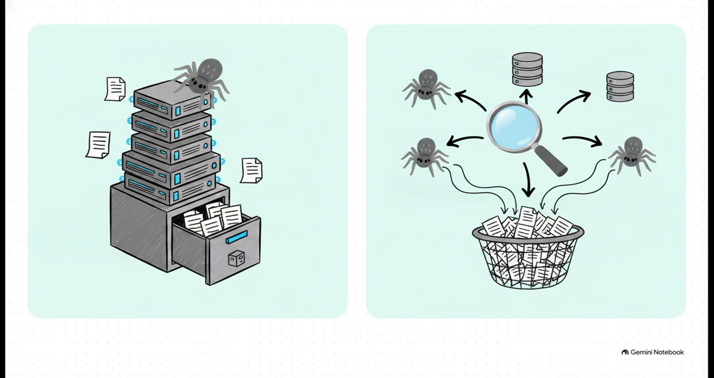Meta search engines, on the other hand, don't even have their own indexes. Instead, they send your query out to multiple different search engines at the exact same time and aggregate the results, giving you a significantly broader view of the web.